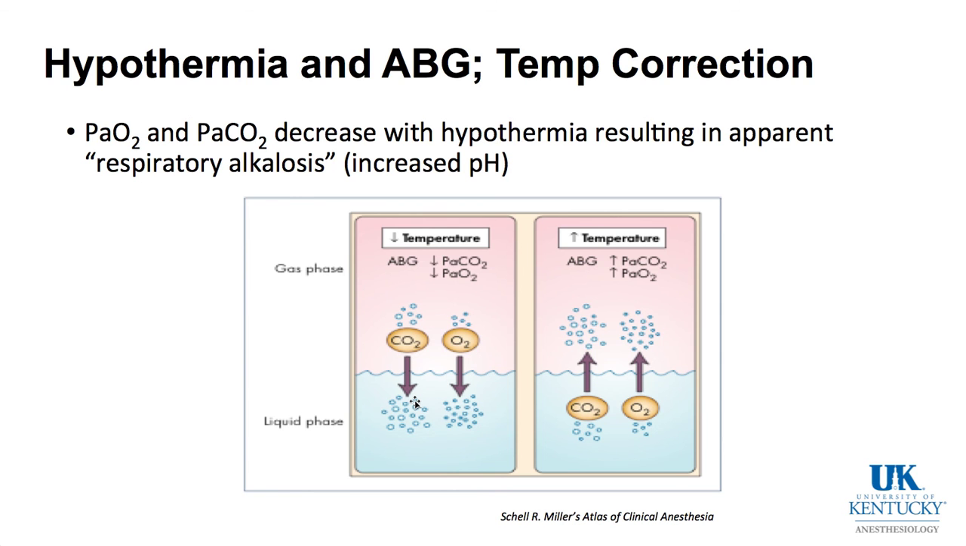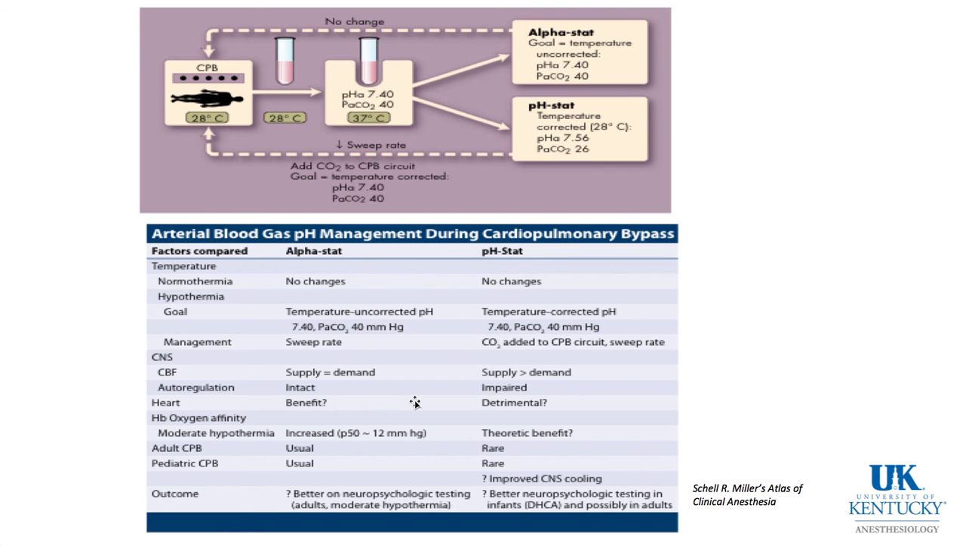The next topic is one that is somewhat difficult to understand. These are two graphics from, again, the chapter in Miller's Atlas of Clinical Anesthesia that I wrote in an attempt to explain alpha-stat and pH-stat blood gas management. There's only a couple points that I want to make. One is that this concept of what do we do with blood gases when we have a temperature that is cold is one that has been debated for some time.